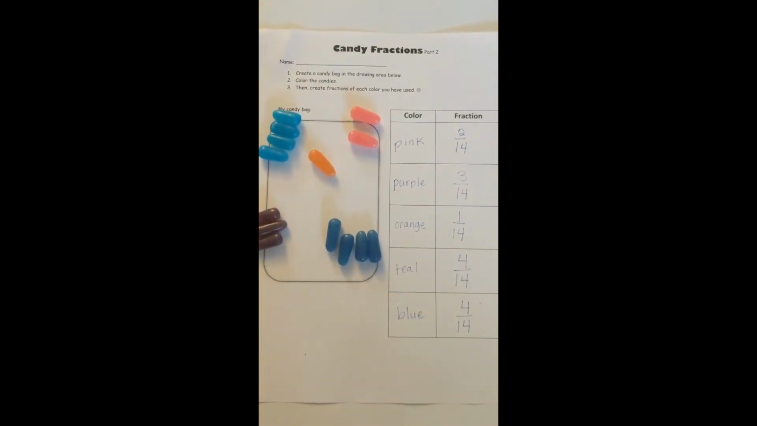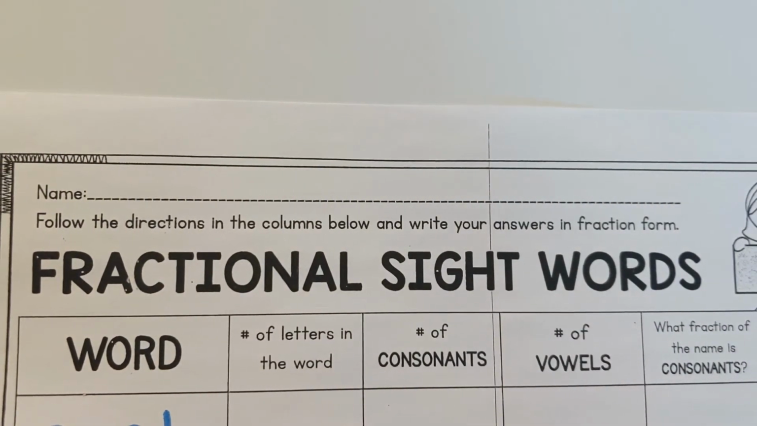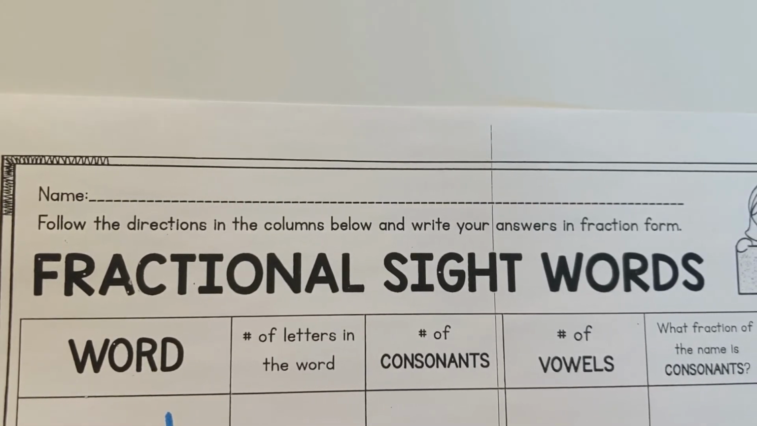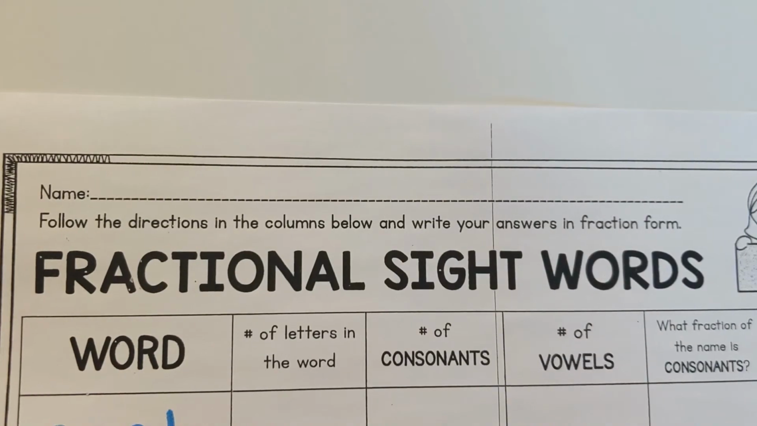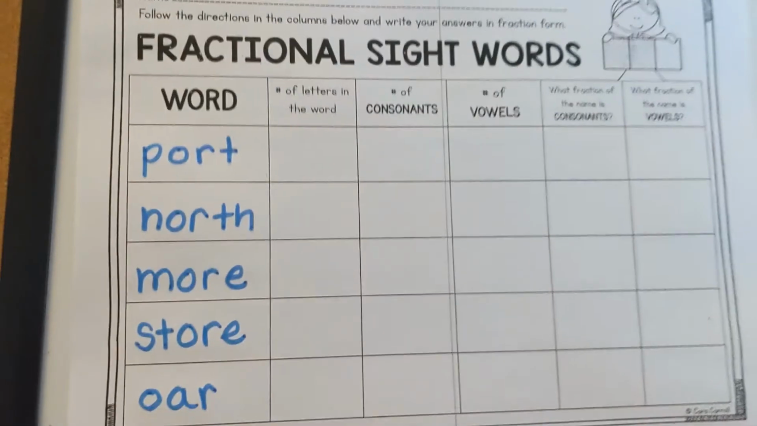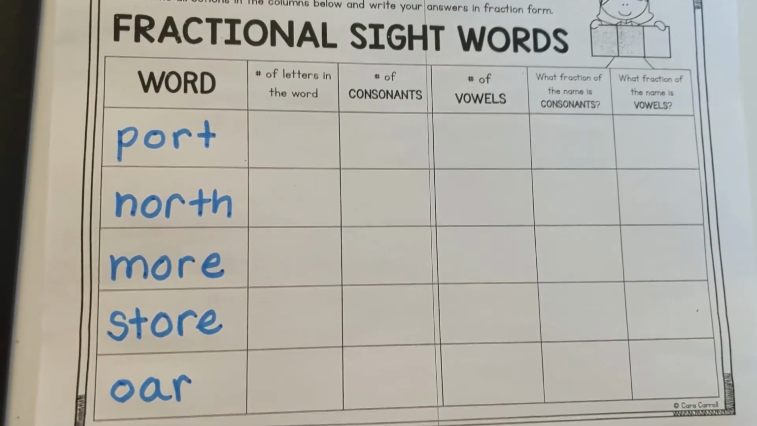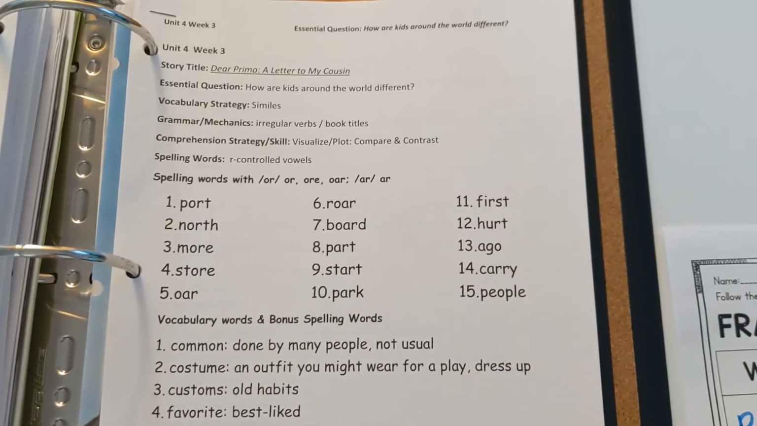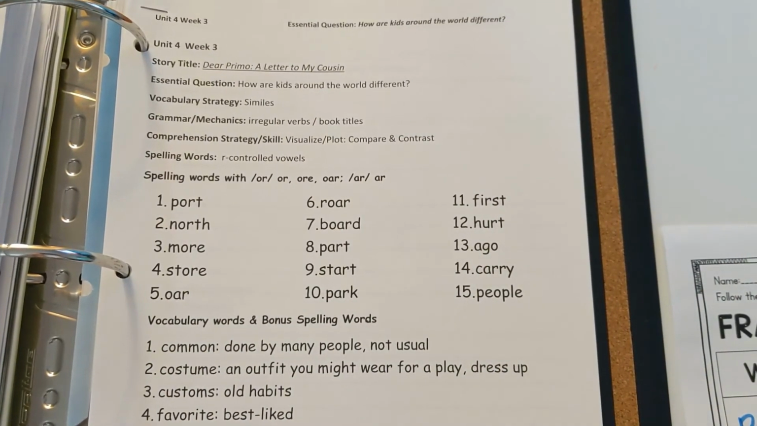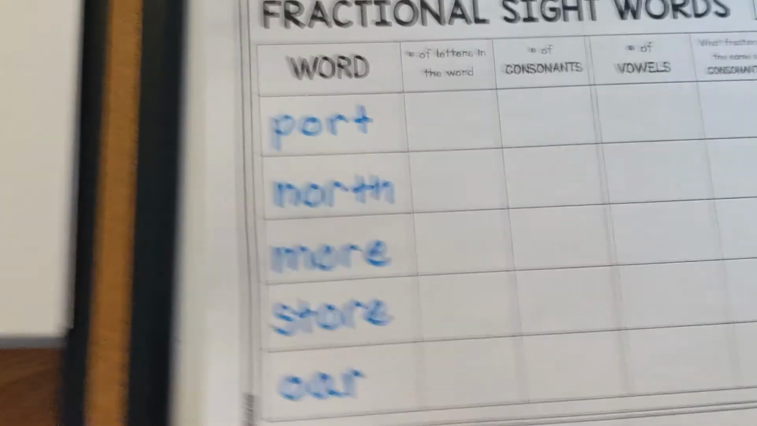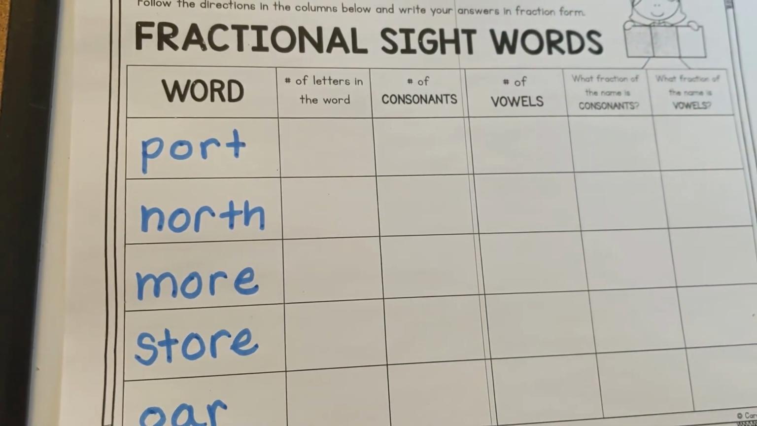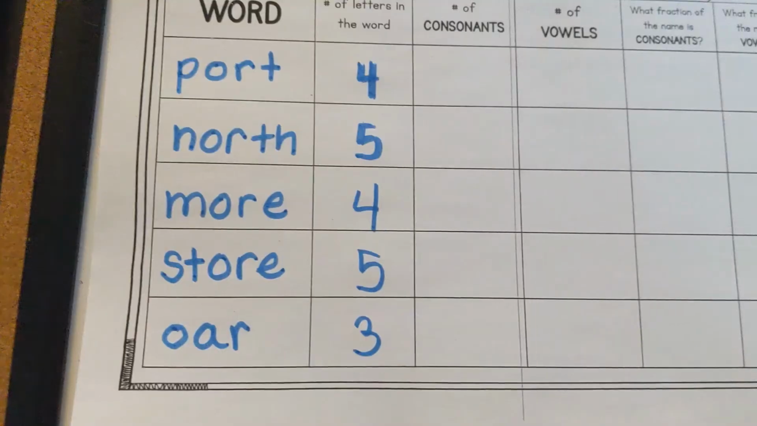Now you try. Another fun way to do fractions and include spelling is this fractional sight word activity. What I would like you guys to do is use all of your spelling words from this week's spelling list. I wrote the first 5 down: port, north, more, store, and or. They're right here in my spelling list for Unit 4, Week 3. So you can start off by writing your words, and then I'm going to count the number of letters in the word.